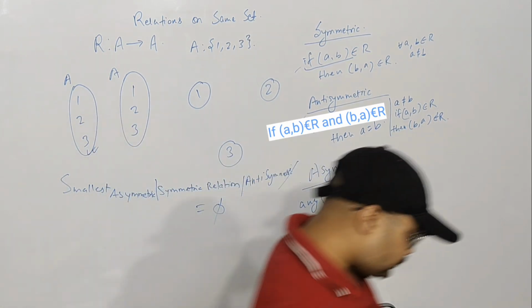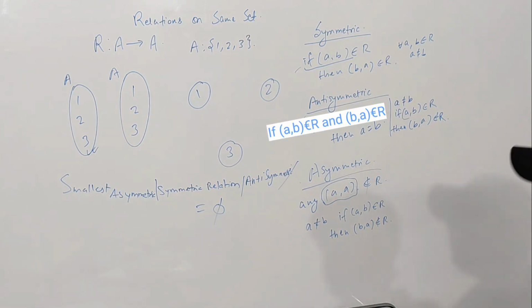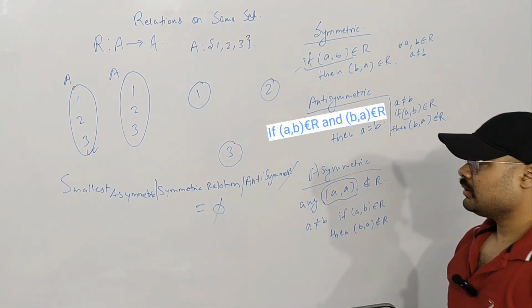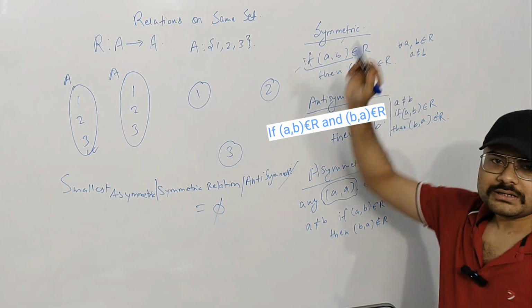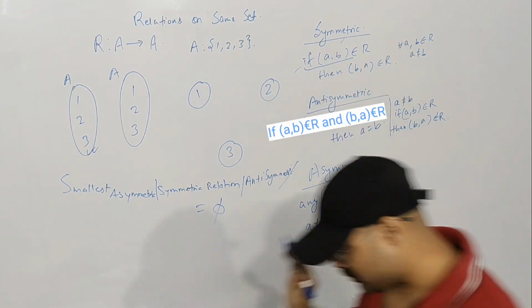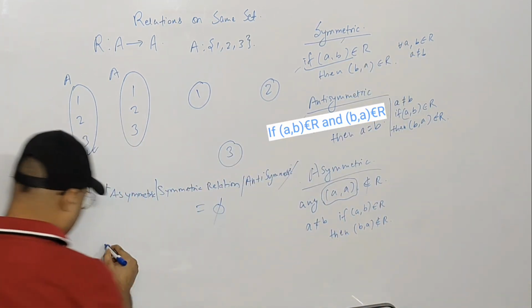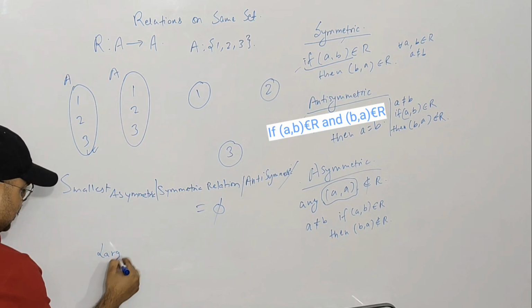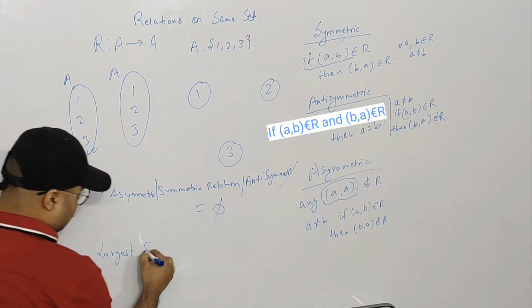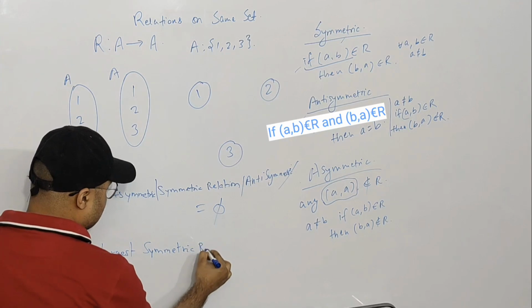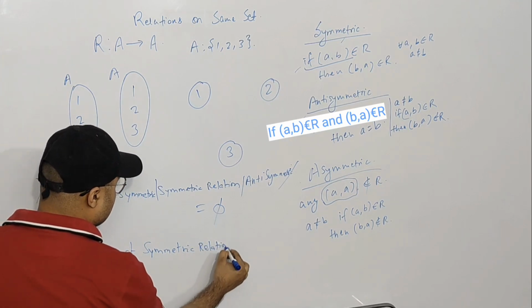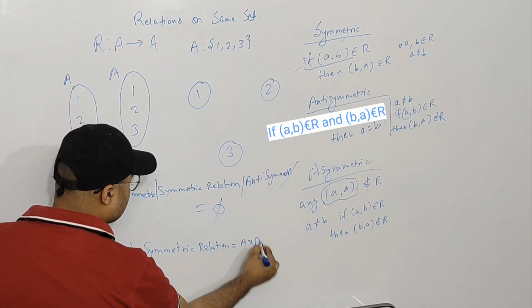Now, what about the largest? The largest symmetric relation is A cross A. That's for sure. The largest symmetric relation is A cross A.